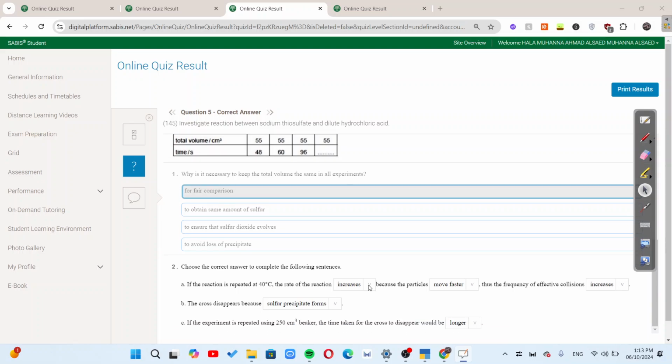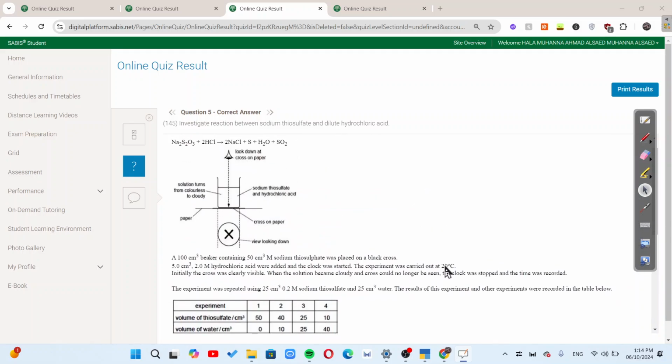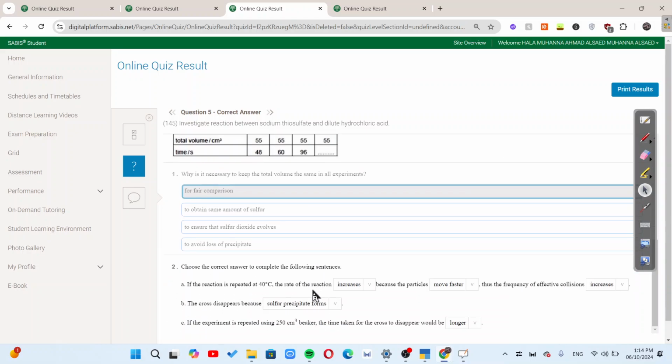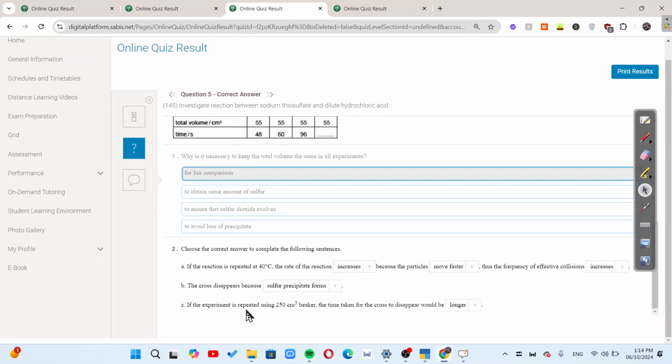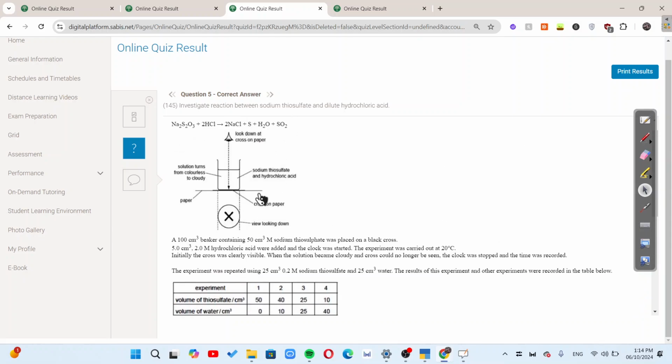So now let's read 2. If the reaction is repeated at 40 degrees Celsius, so let's see how much was it here. It was carried out at 20. So now if you're doubling it, the rate of the reaction is definitely going to increase, because more temperature, more reaction. The particles are going to move faster, because when you increase the temperature, you're increasing the speed of the particles and they'll have more frequent effective collisions. This word is really important. When you're writing in your written, you have to have effective collisions. They will increase.